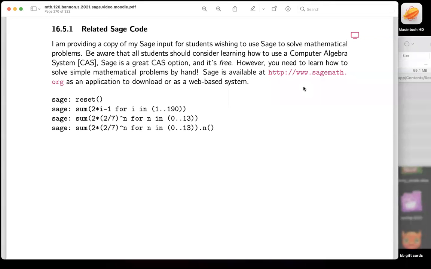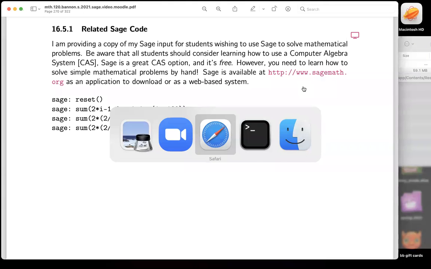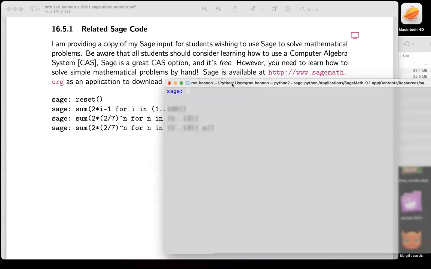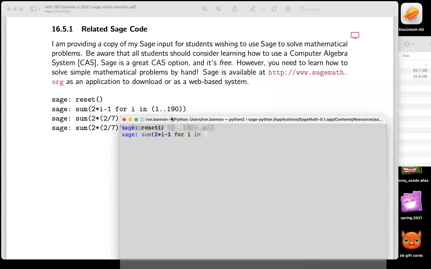All right. So let me go back to my terminal. And again, you can do this online at the sagemath.org site and go to CoCalc. So reset. And we've done sums before, and this is sum. This is 2 star i minus 1 for i in... I know it's transparent, but really it's blurred, right? So it starts at 1 and it goes off to 190.